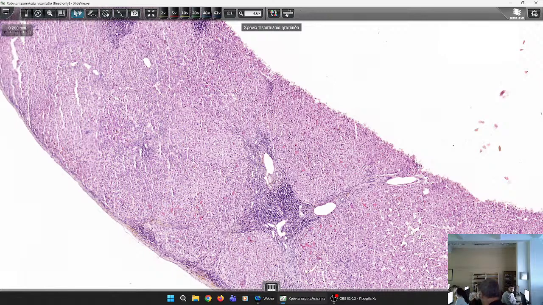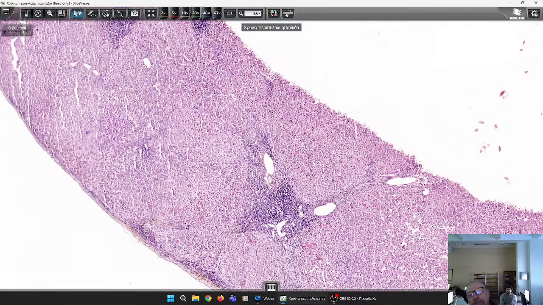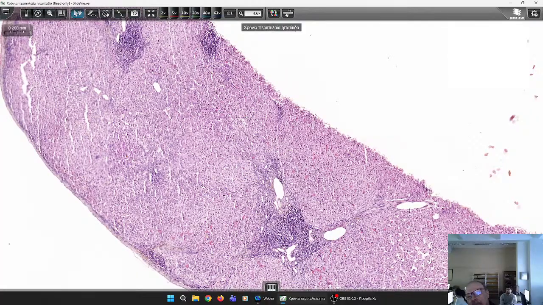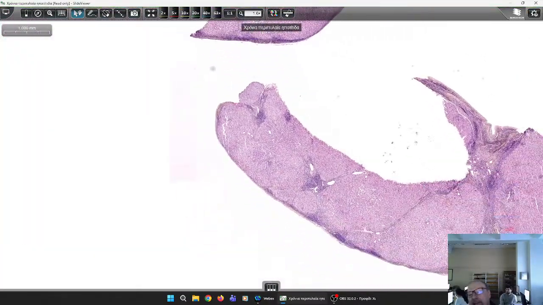Of course, if you have a subcapsular piece of the liver, then perhaps some degree of fibrosis is noticed without being cirrhosis. However, you should take it into account because you see septa, fibrous septa, with areas of inflammation joining portal tracts.